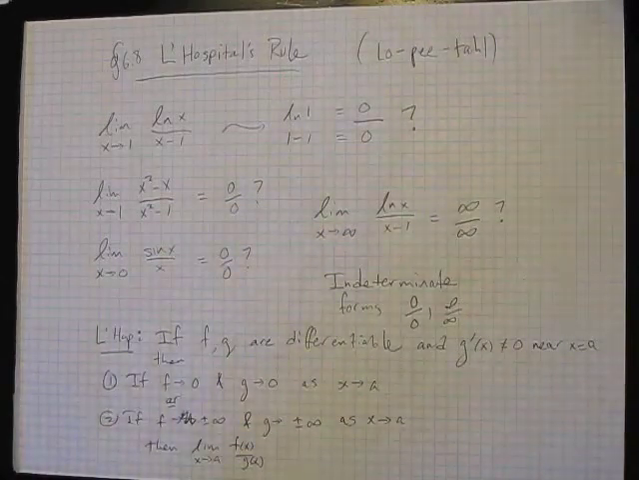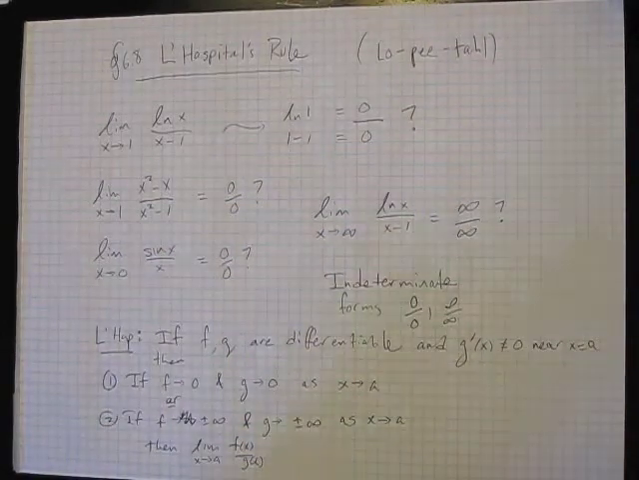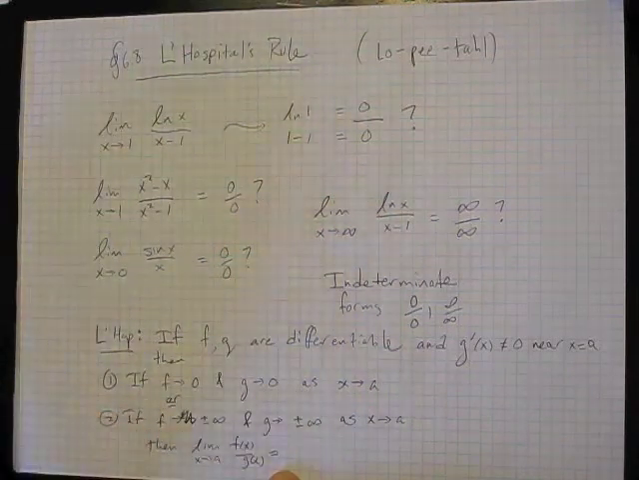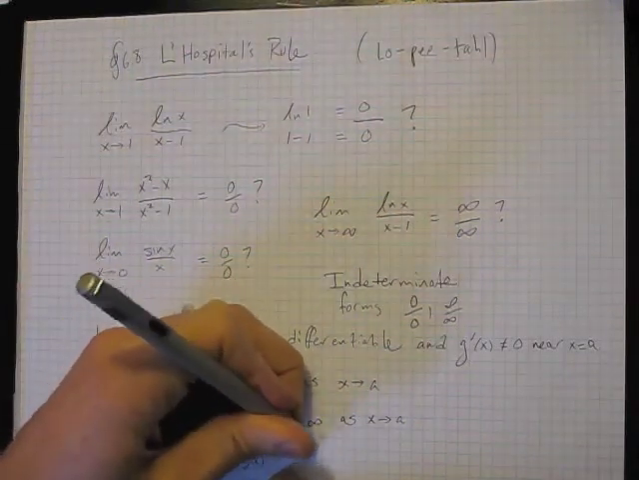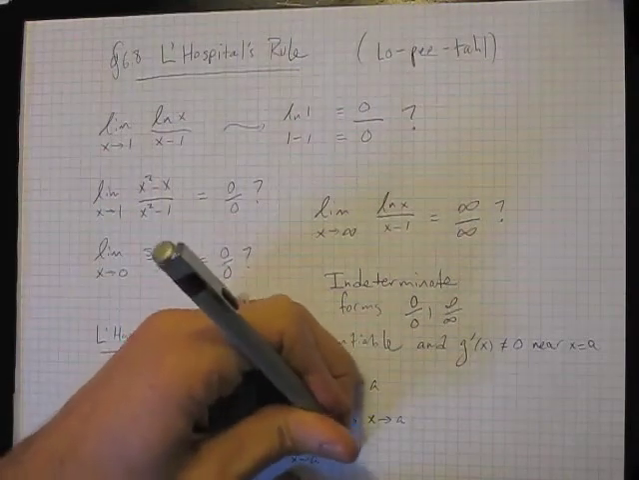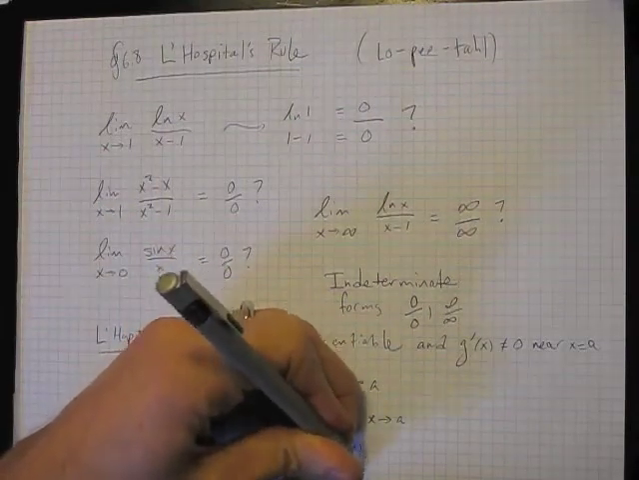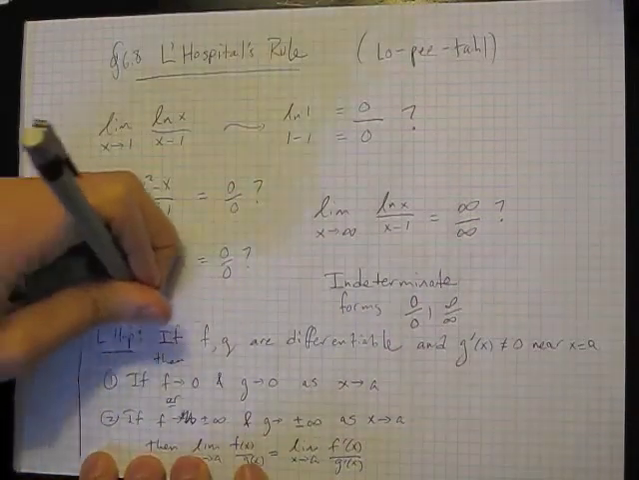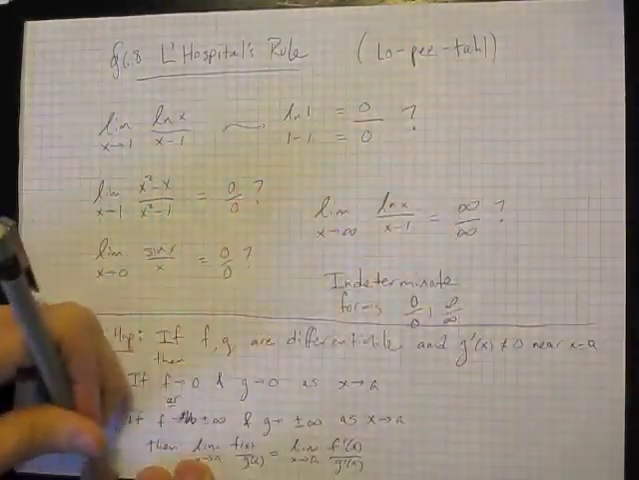Is this showing up at the bottom of the screen? It is, okay. Then we can evaluate this limit by substituting f and g by their derivatives. So we take the limit as x goes to a of f prime of x over g prime of x. Okay, so this is what L'Hôpital's rule says.